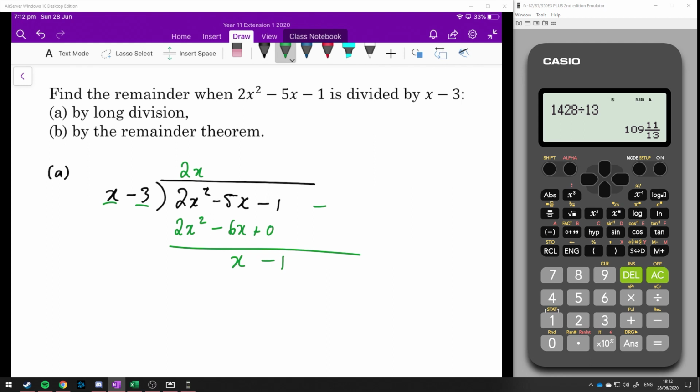Now we're going to do x divided by x. Well, x divided by x, that's just equal to, sorry, not 0, plus 1. So x divided by x is 1. Then we do 1 times x, which is equal to x, and then 1 times negative 3, which is equal to negative 3. Okay? Quite simple.